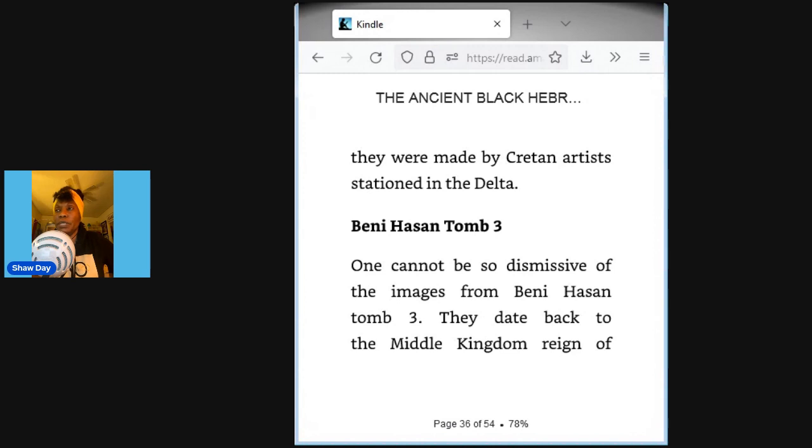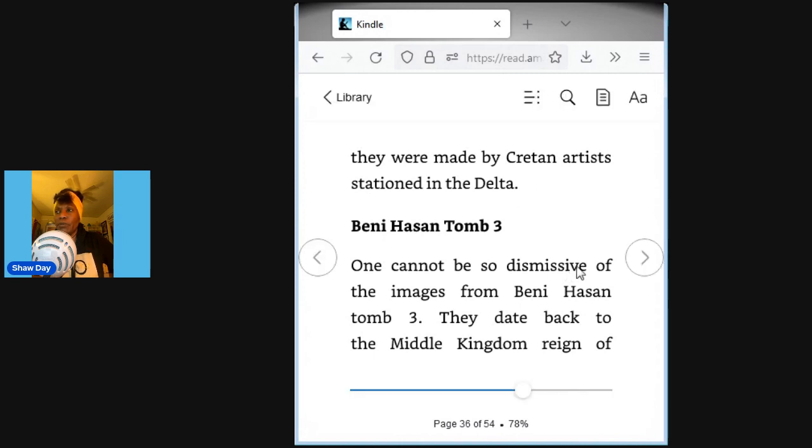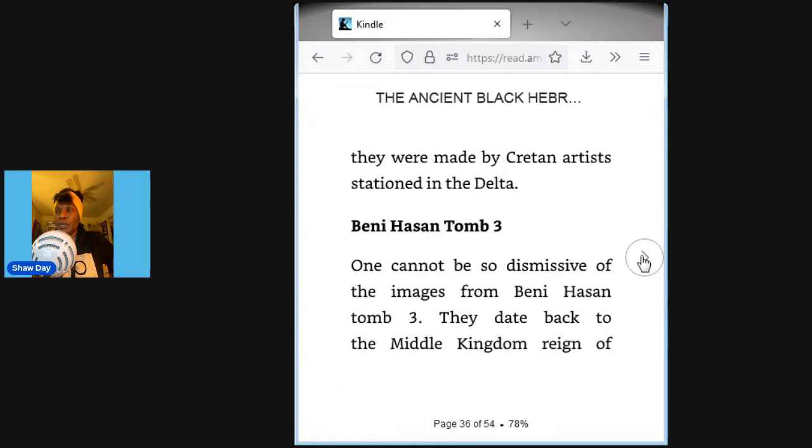I was reading a book by Gert Muller, and he wrote a book titled The Ancient Black Hebrews and Jacob Family. So I was just looking through the book, and I'm going to share some photos of the ancient Israelites compared to the ancient Egyptians. I'm going to read this introduction regarding the photos.